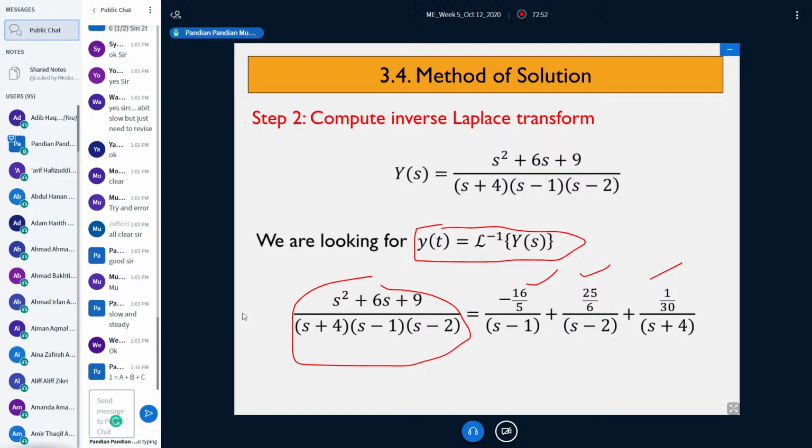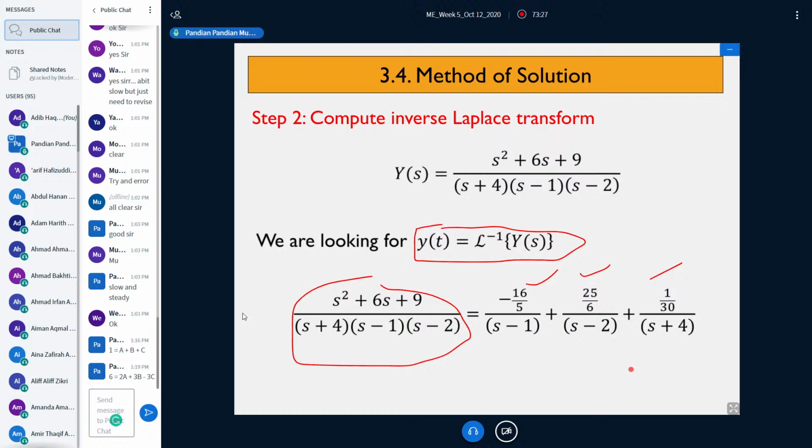So the second equation is s power 1: 6 equals 2A plus 3B minus 3C. And this is the second equation. So you try to solve for A, B, C.